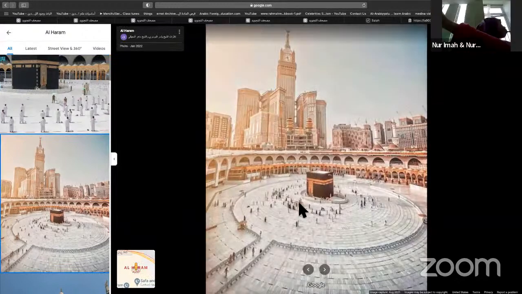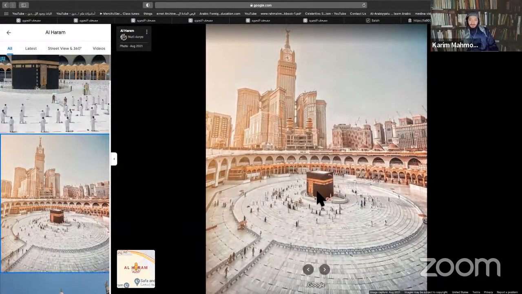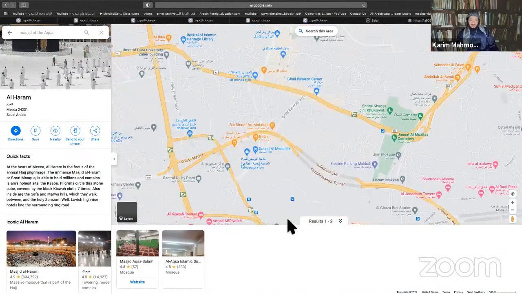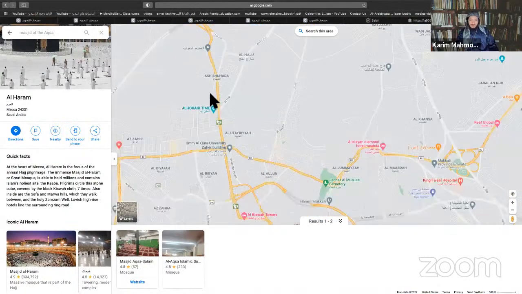Yes, inshallah. Masjid of the Kaaba, you get how many prayers? 100,000. Good.